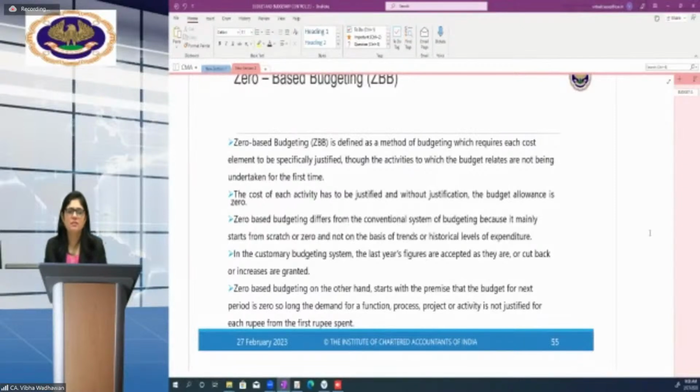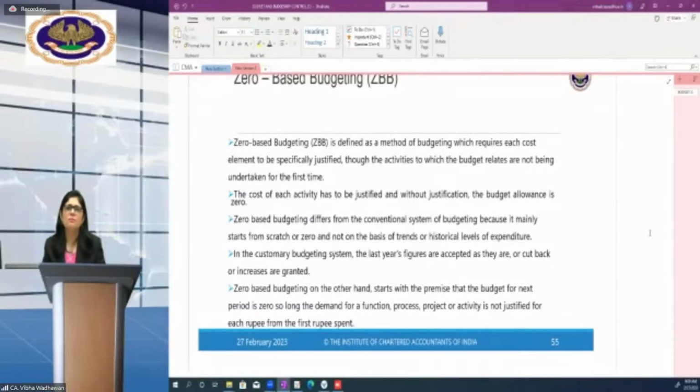That is zero-based budgeting. Why is it called zero-based? Zero-based means we do not take any past experiences or historical data into consideration. I'm repeating, zero-based means we start afresh for every budget, for every activity. Zero-based budgeting is an activity-based budgeting. For every activity, we approve the budget. It is not for the department. It's not a departmental budget.